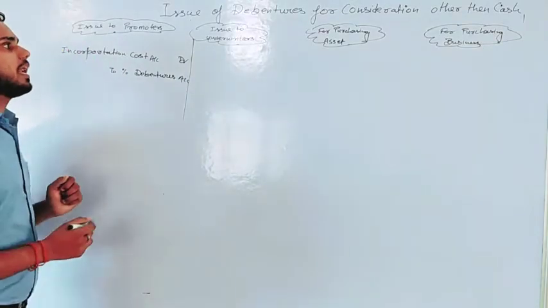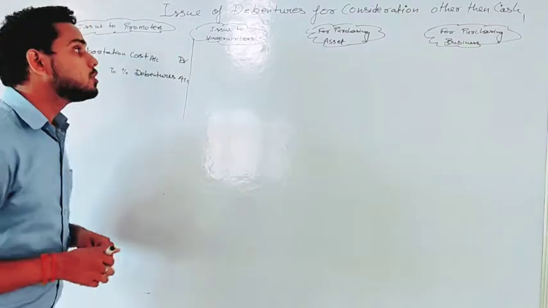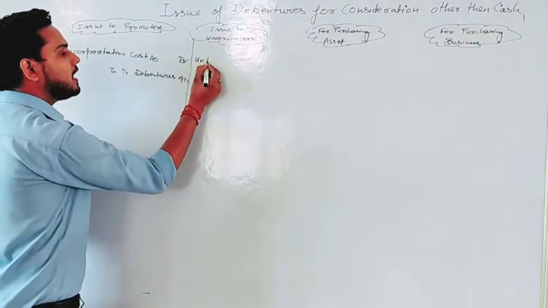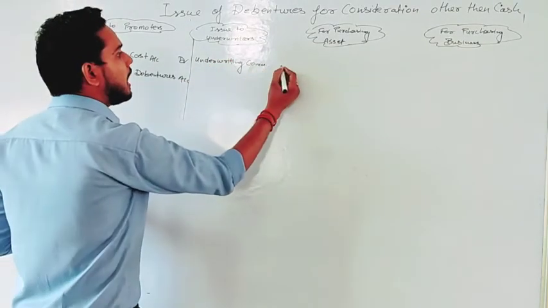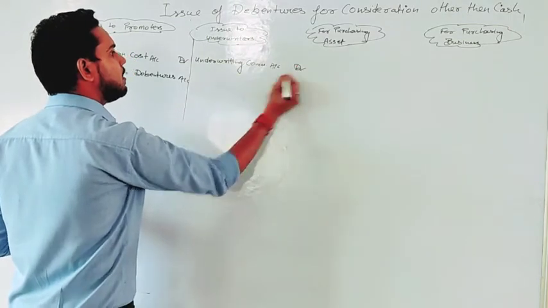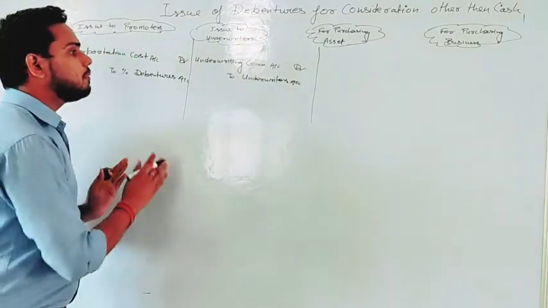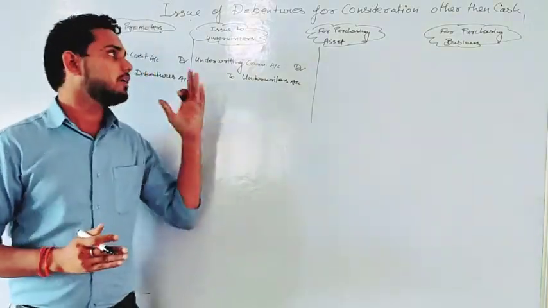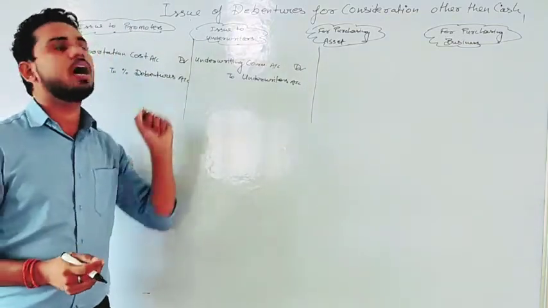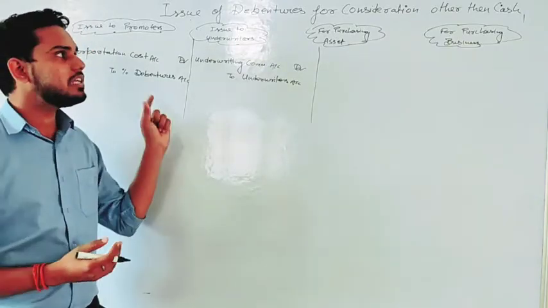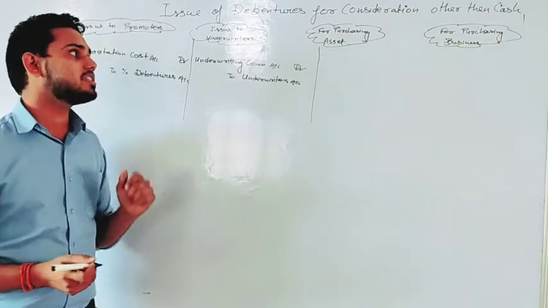Now let's see for underwriting. So if a company needs to pay some underwriting commission to the underwriter, firstly the company will pass an entry for that underwriting commission due. So the first entry will be underwriting commission account debit to underwriter's account, and the second entry will be related to giving the debentures to these underwriters. The entry for giving debentures to the underwriter we will see later, but firstly what will be the entry if the company is purchasing an asset and what will be the entry if the company is purchasing any business.